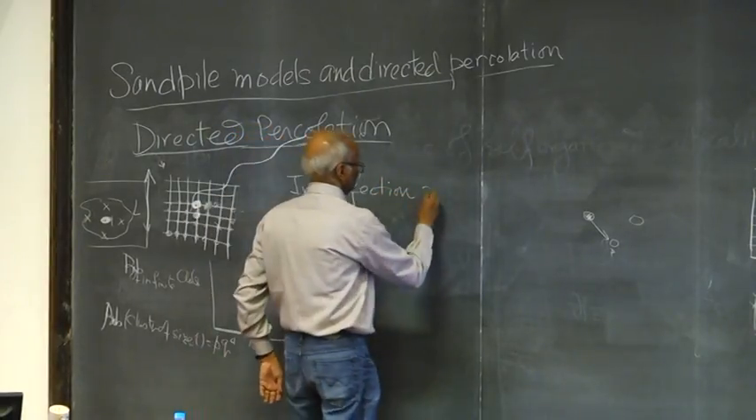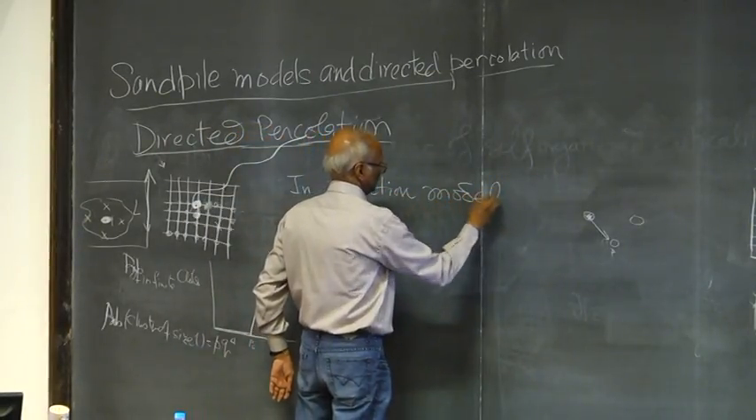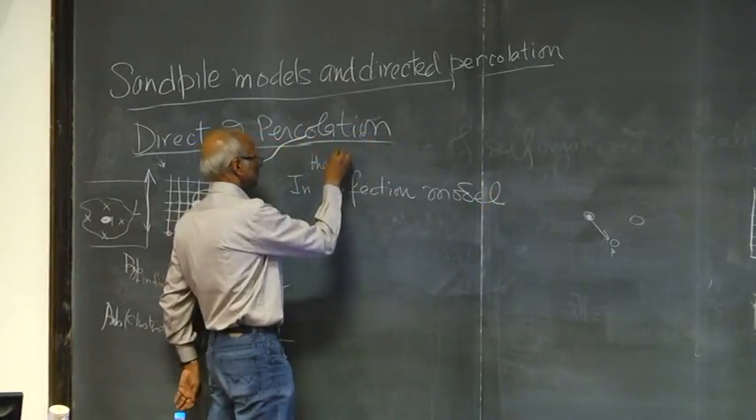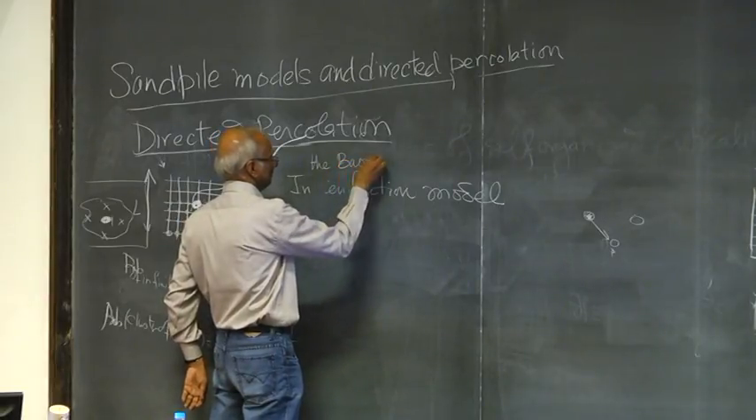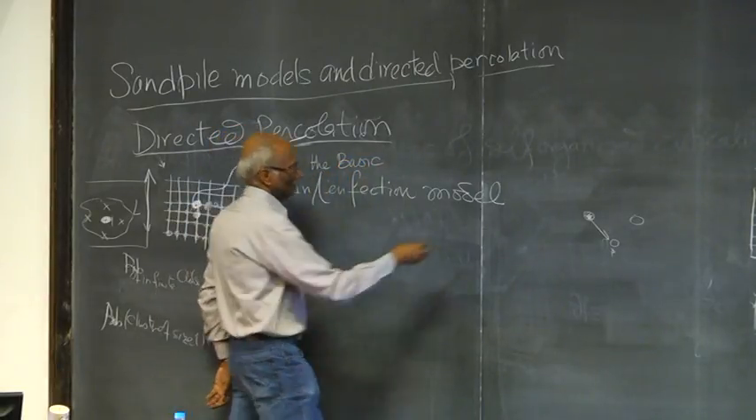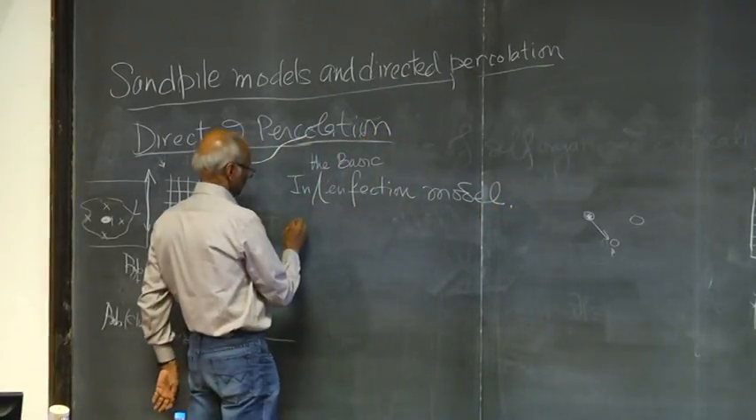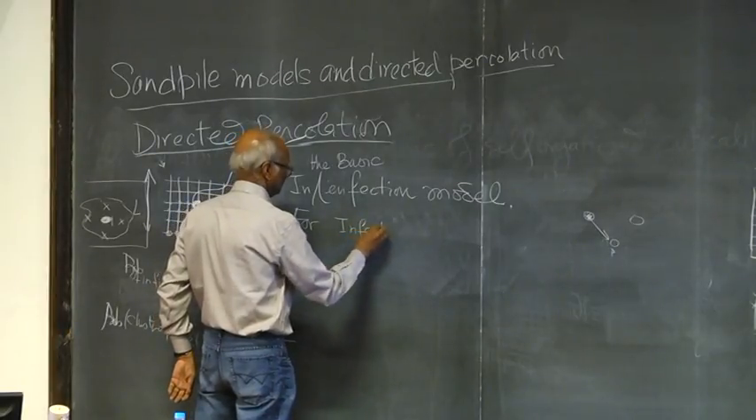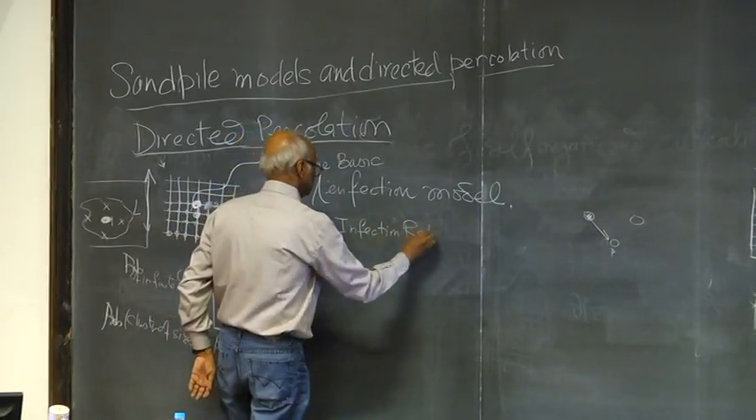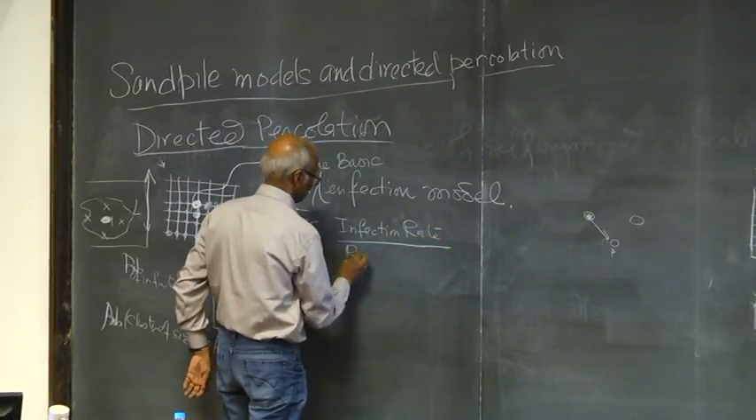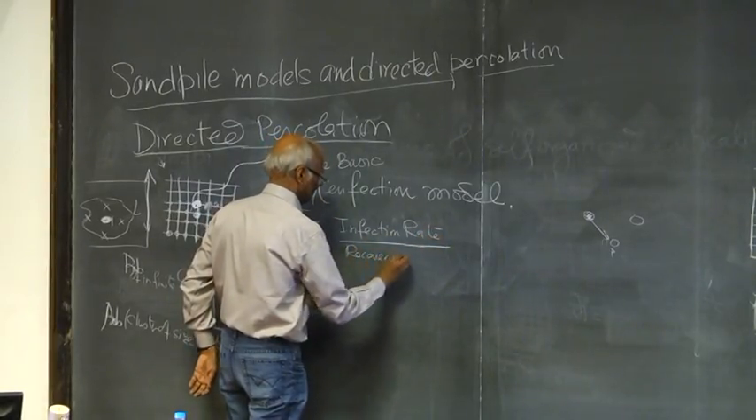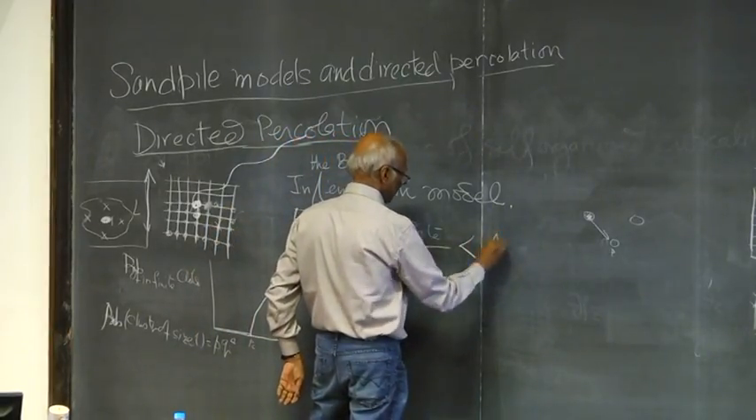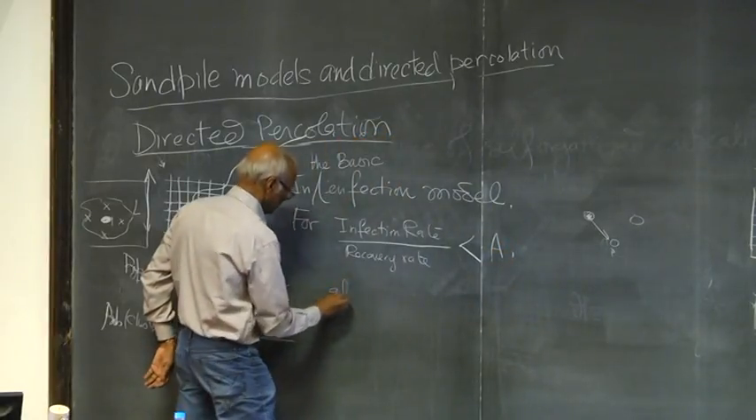Infection model, in the basic infection model, for infection rate over recovery rate less than some critical value, all infection dies.